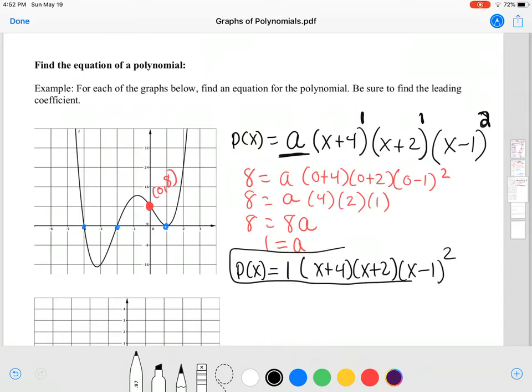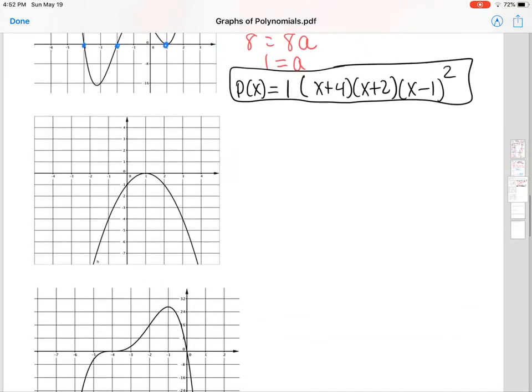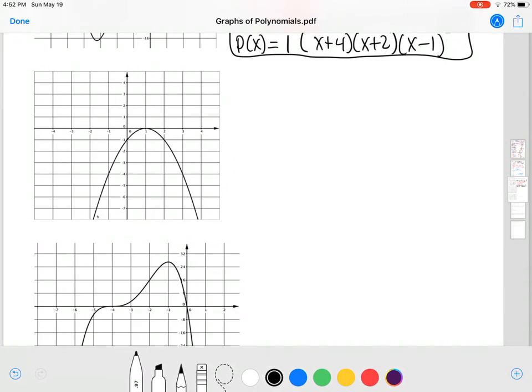And if you want to check to make sure you have the right equation, you can plug it in on your calculator and verify that you get the same graph that's on our worksheet here. Okay, next example.